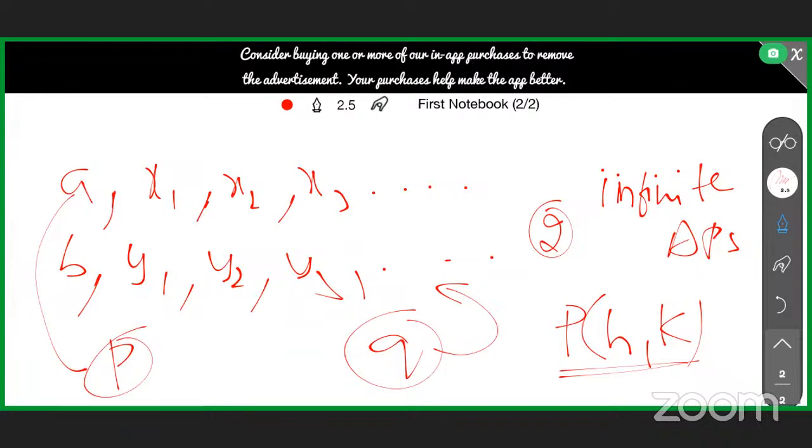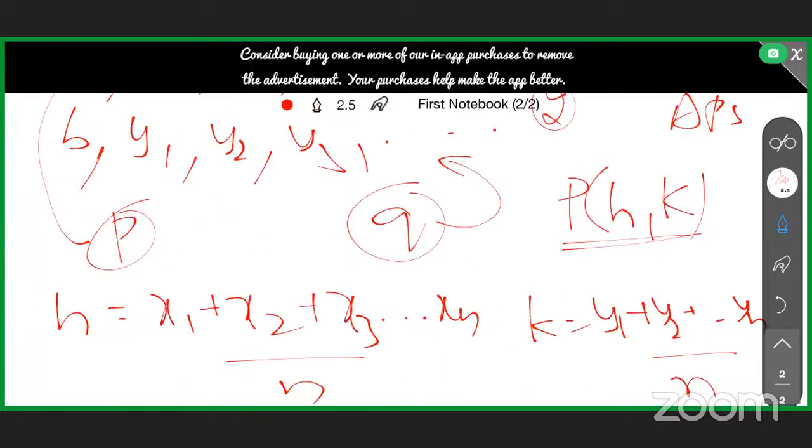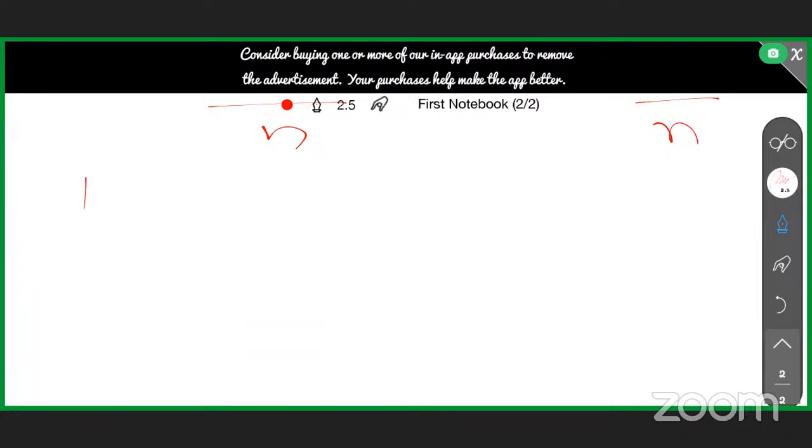They are giving one point H comma K, where H is equal to x1 plus x2 plus x3 till xn, whole divided by n, and K is equal to y1 plus y2 plus y3 till yn by n. Given all these things, we have to find the locus of the point P, H comma K. What is the given? The common difference of the first AP is P, and the second common difference is Q.